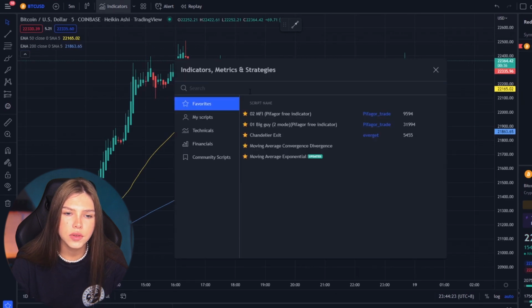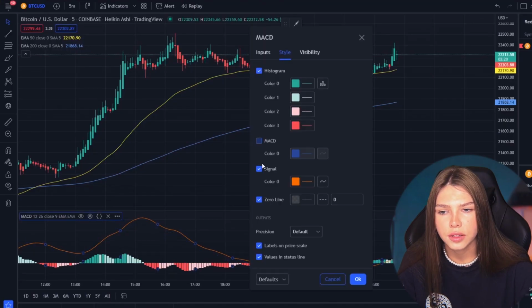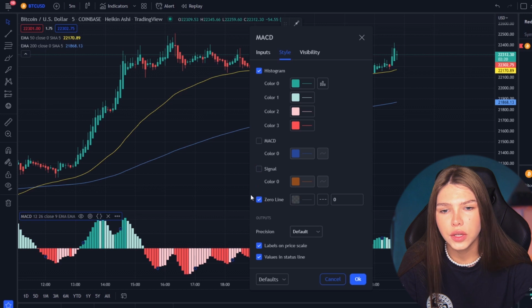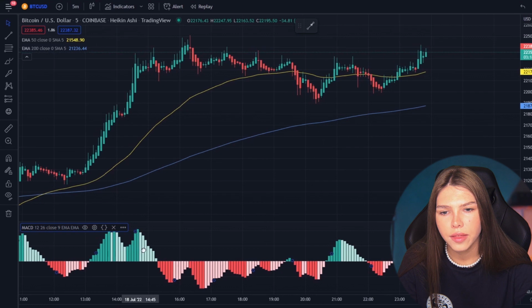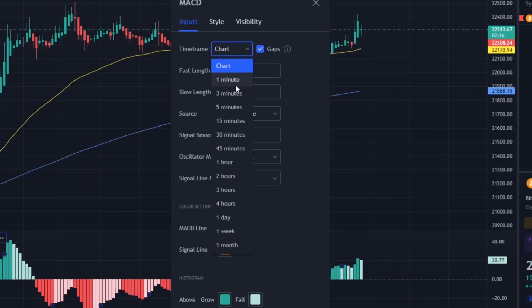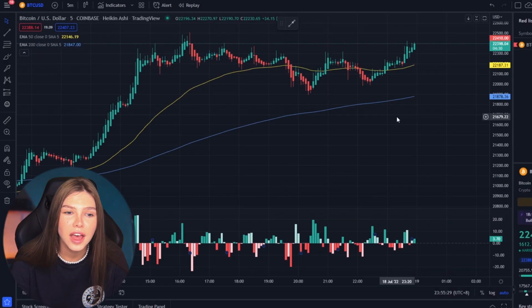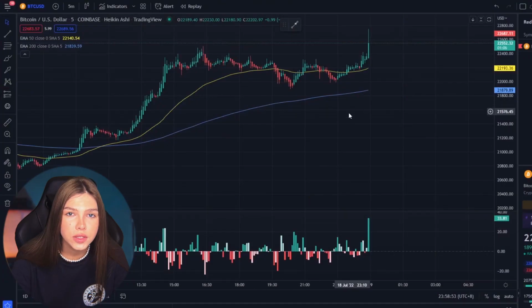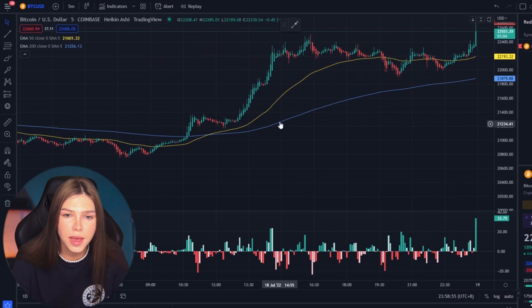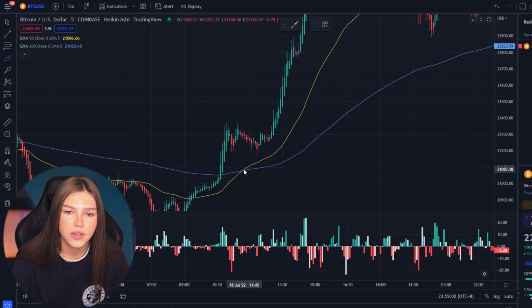And now we also need to add MACD. Search for MACD and add it to the chart. Go to the settings. In this strategy, we will not need the signal line, so untick the MACD and the signal lines. We only have the histogram, and we'll also need to change the time frame for the MACD. Notice that we are on the 5-minute time frame on the chart, but for the MACD we are using the 1-minute time frame. We will use the 50 and the 200 EMA as a trend indicator, and we will always take trades in the same direction as the trend.